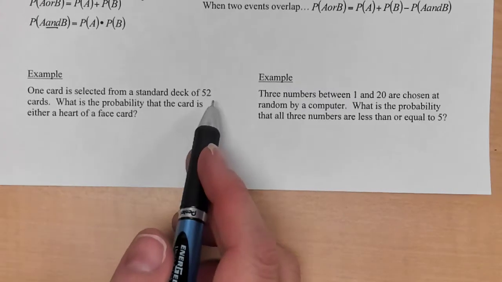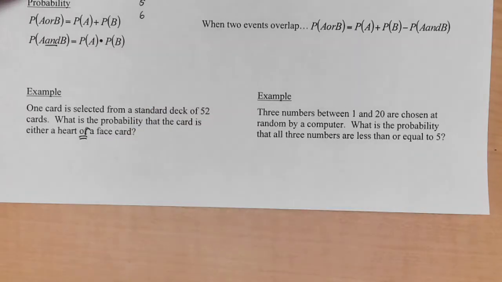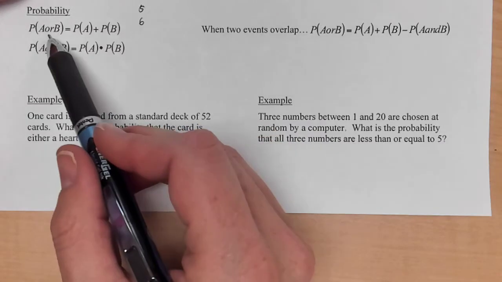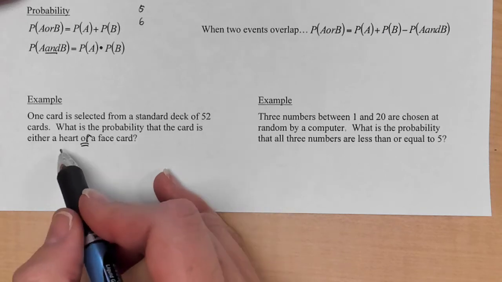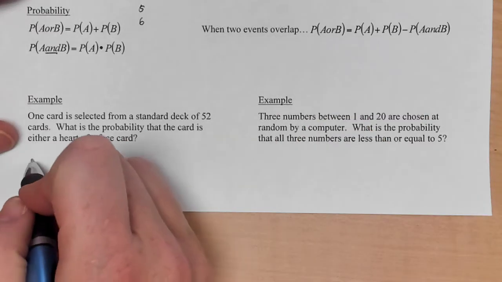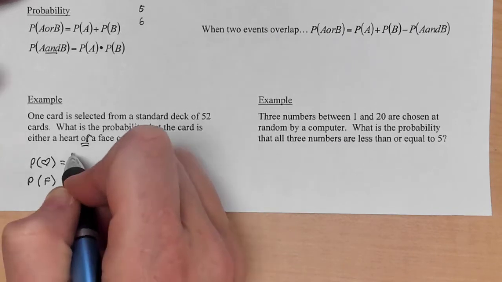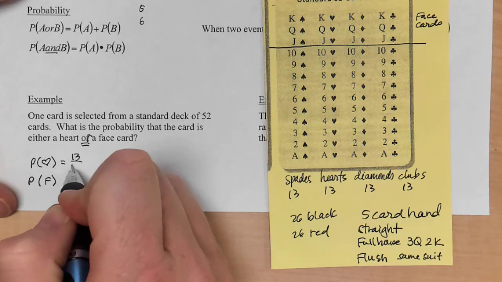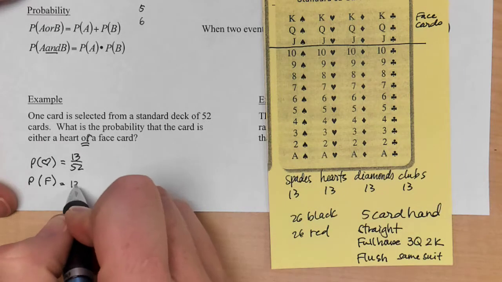So one card is selected from a deck. What's the probability the card is either a heart or a face card? So that's my keyword there, or. So we're going to be looking at either this one or this one. Again, or. We have some hearts and we have some face cards. We do have some face cards that are hearts. So we have overlap. So I'm going to be looking at this formula. So I'm looking at the probability of hearts, and then I need the probability of face cards. So hearts, if you remember how many there are, 13 hearts out of 52 cards. Probability of face card, there are 12 face cards out of 52.